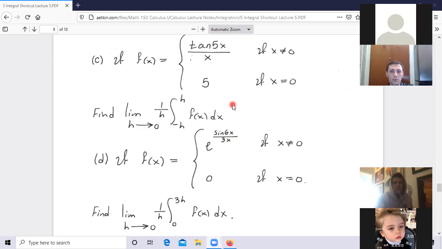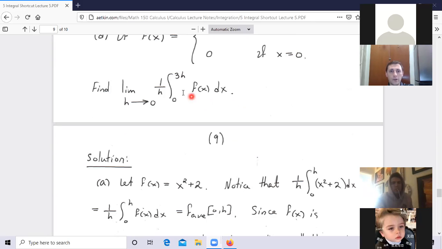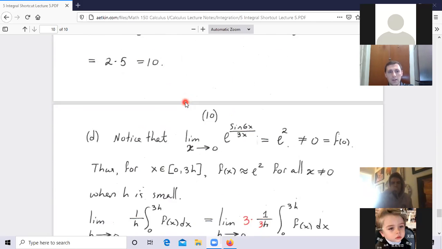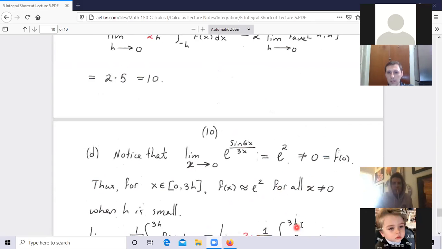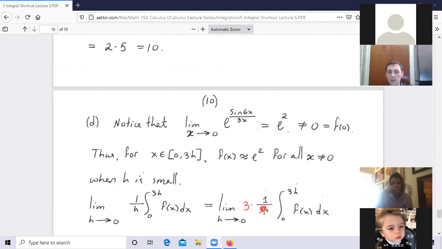All right, let's do it together then. First of all, this almost looks like an average. Do you agree? It almost looks like an average, but it requires a 3 on the bottom to be an average, because the size of the interval is 3h. So I need a 3 on the bottom. Yes? And if I put a 3, I multiply by 3.